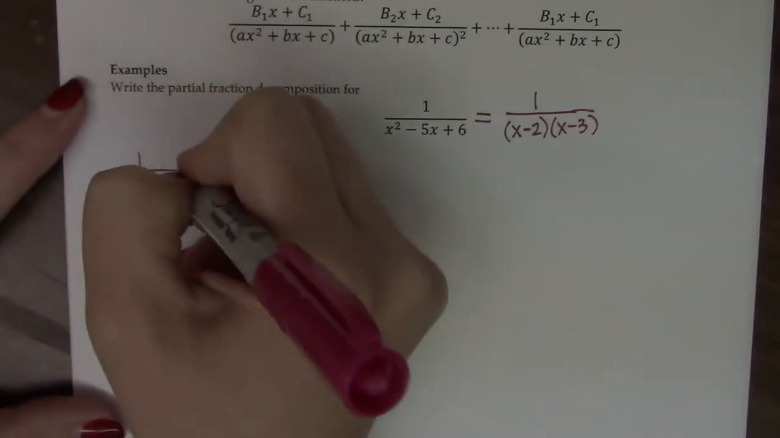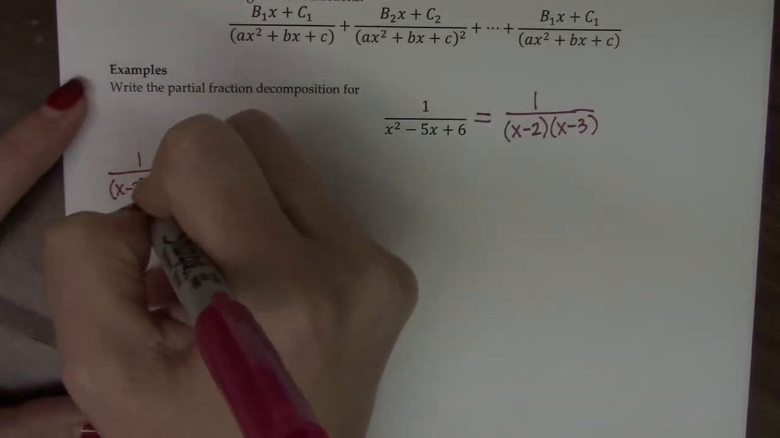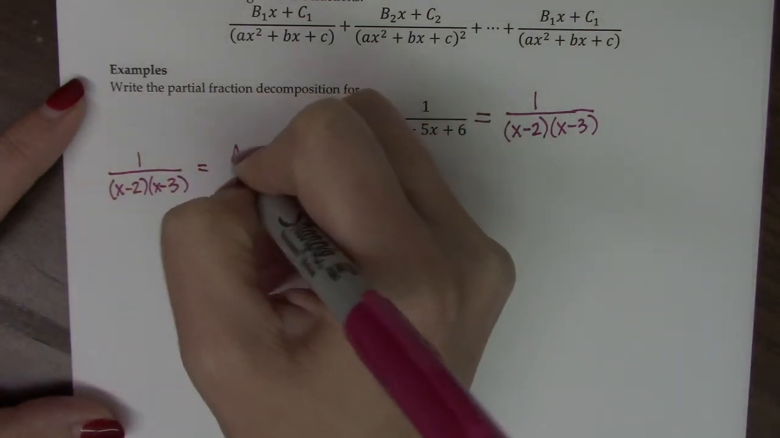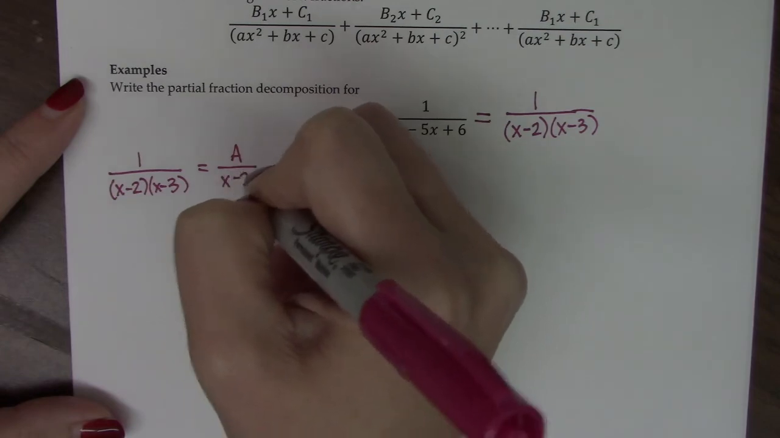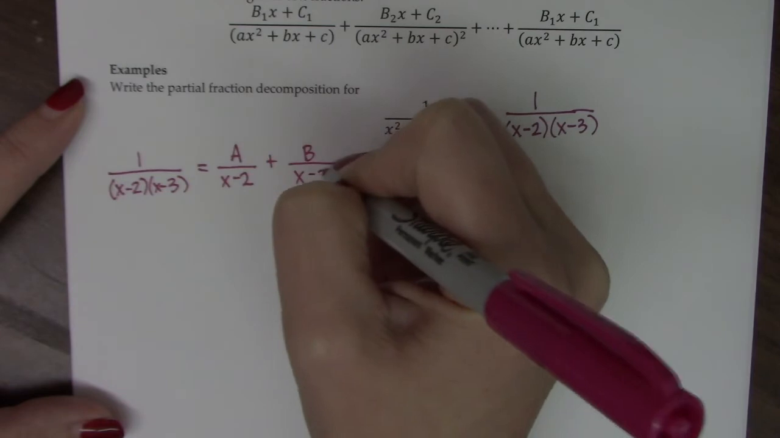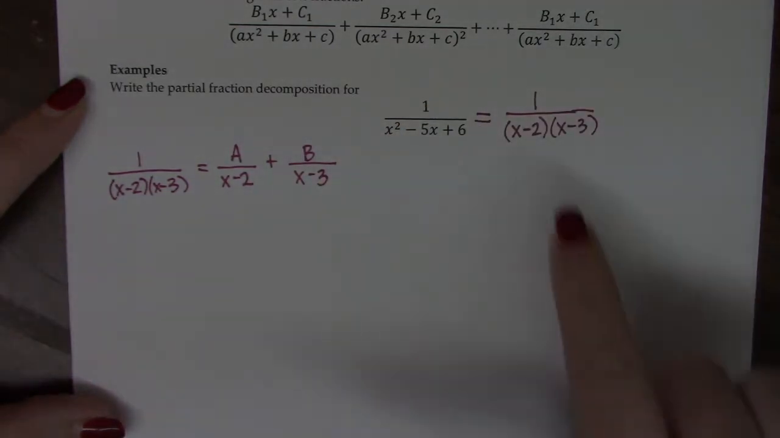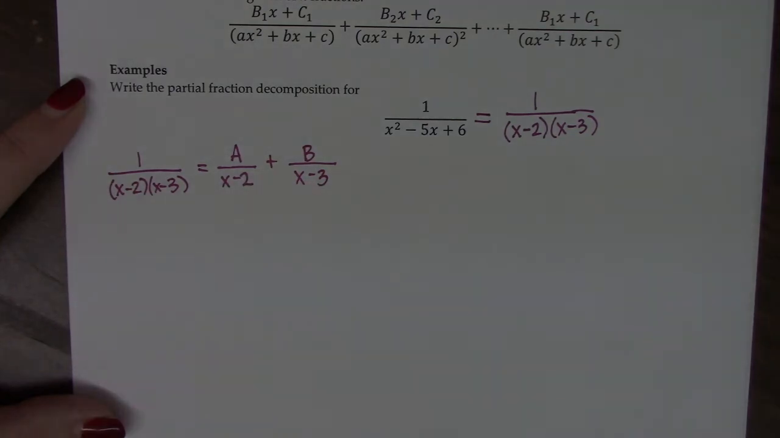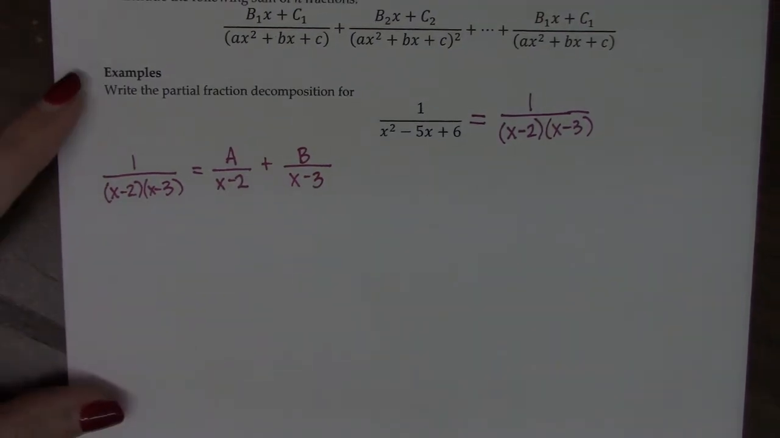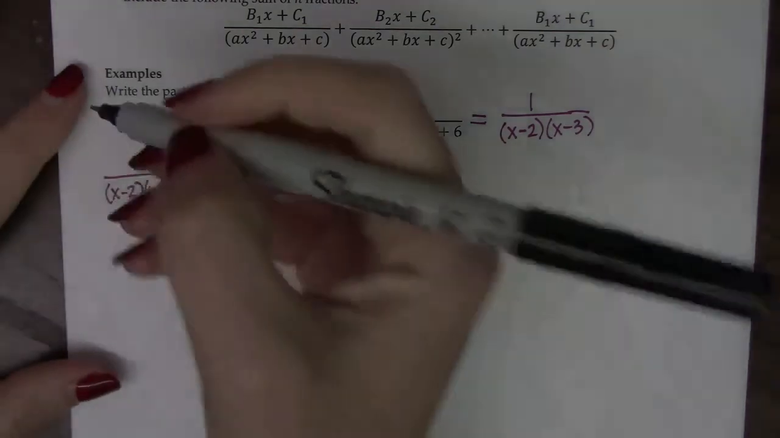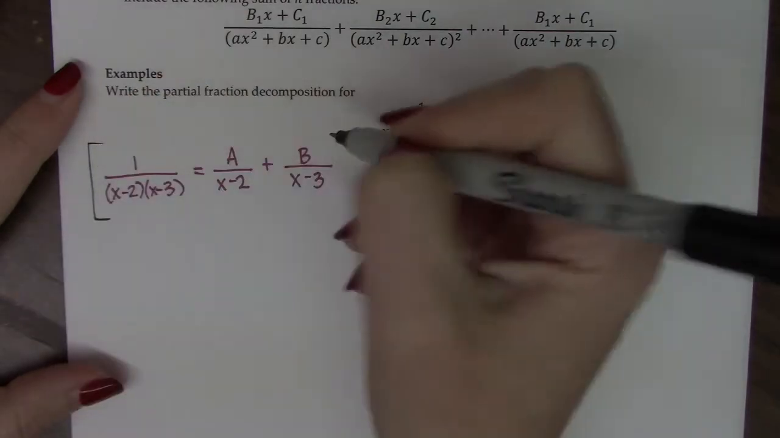So this means that this fraction was most likely the sum of a fraction with an x minus 2 denominator and a second fraction with an x minus 3 denominator. Notice that the powers here were 1, so that means I only have to devote one fraction to each of those terms. Now what you're supposed to do is some algebra to solve for a and b. So what we want to do is eliminate all the fractions.